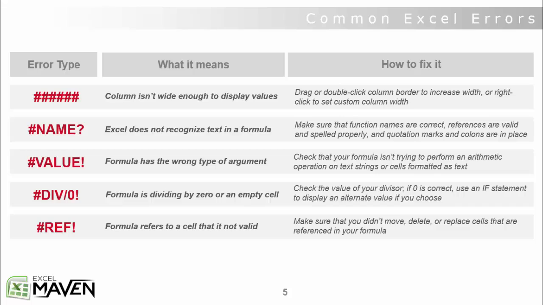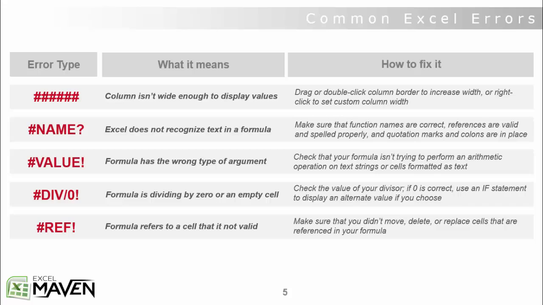The next error type is the #NAME? error, which means that Excel doesn't recognize text in a formula. So this can happen if you typed your function name wrong, if you mistyped a reference, if you missed quotation marks or colons. So make sure that all of those things are correct. 9 out of 10 times that I get a name error, it's because I didn't surround a text string within a formula with the proper quotation marks, or I left out a parenthesis or a comma somewhere in my formula.